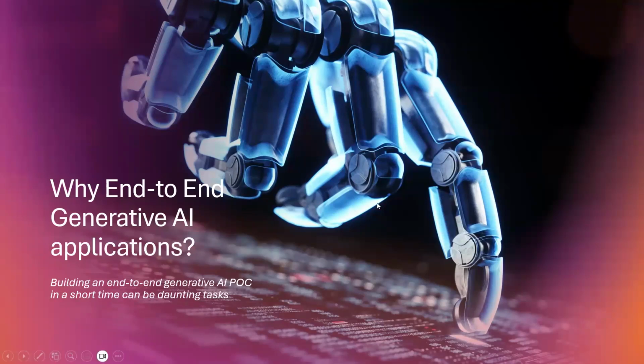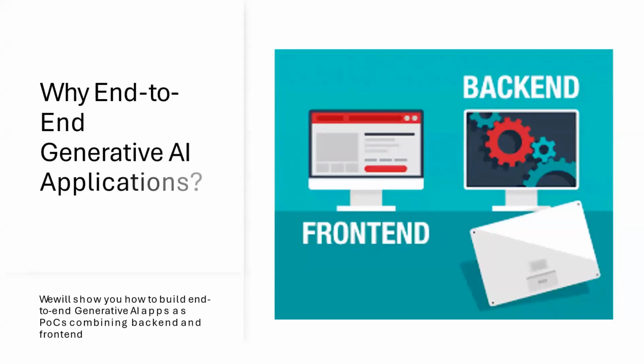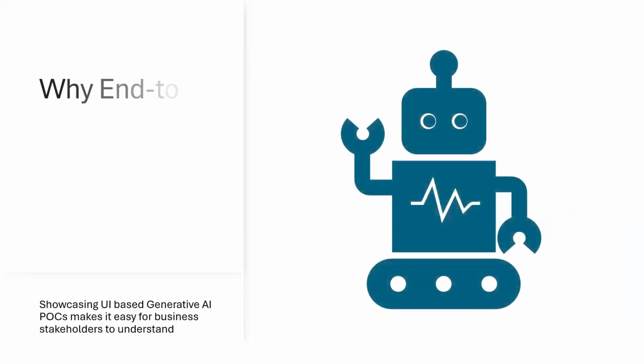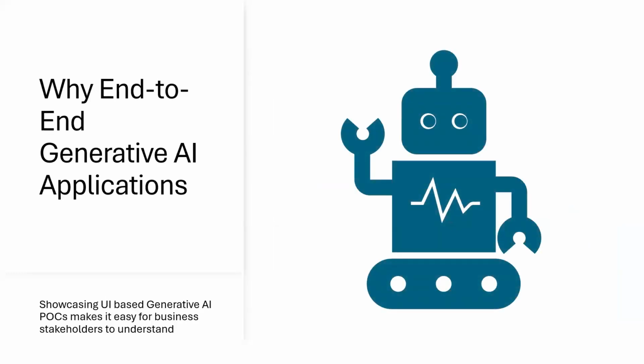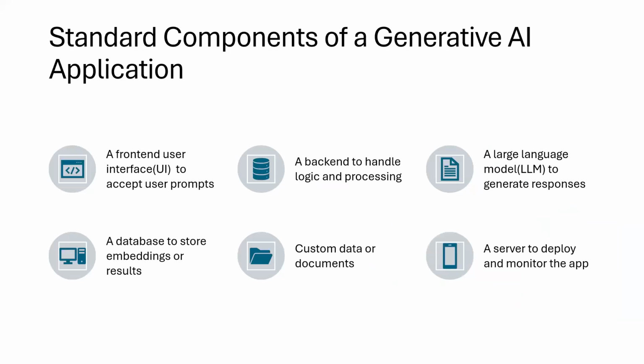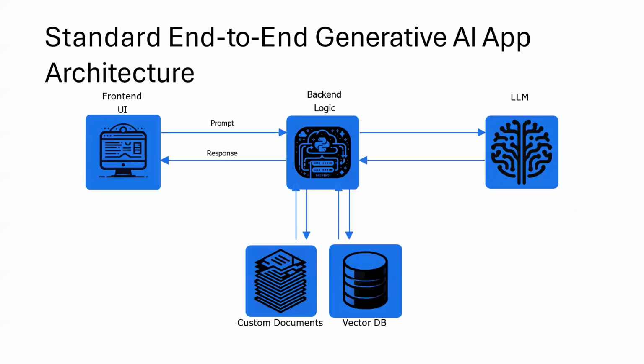Next, I will show you how to build end-to-end apps, a POC combining the back end as well as the front end. Right. Showcase UI-based generative apps, which make it easy for business. Let's say you create one front end which looks attractive to the majority of people, and which can be taken care of by the generative application. So: front end, back end, LLM model, deployment, embedding the results, custom data documents, server deploy. As I already explained, this is the graph of the architecture.